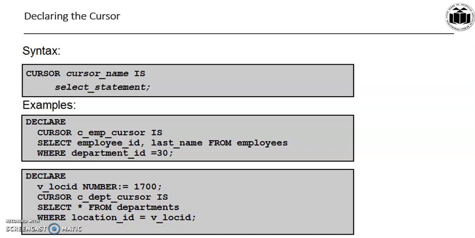So in a declare section, you can see one more example. V_location ID number := 1700. So you can declare a cursor in that way also. Cursor name is select star from departments, meaning all column data, where location ID is equal to the variable name. So you can declare the cursor as per your convenience.